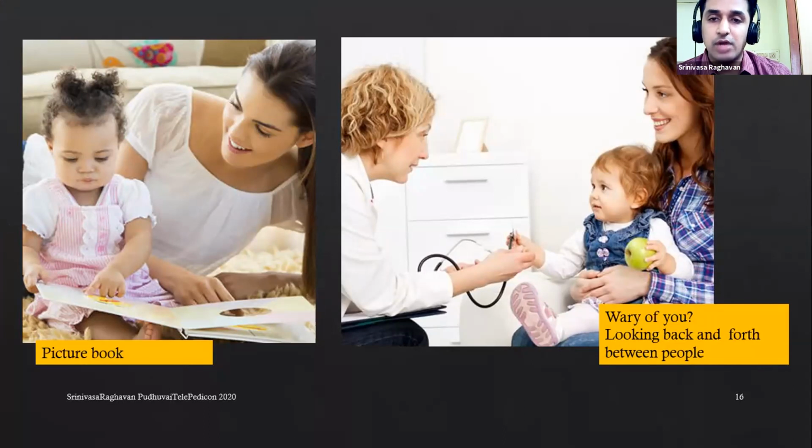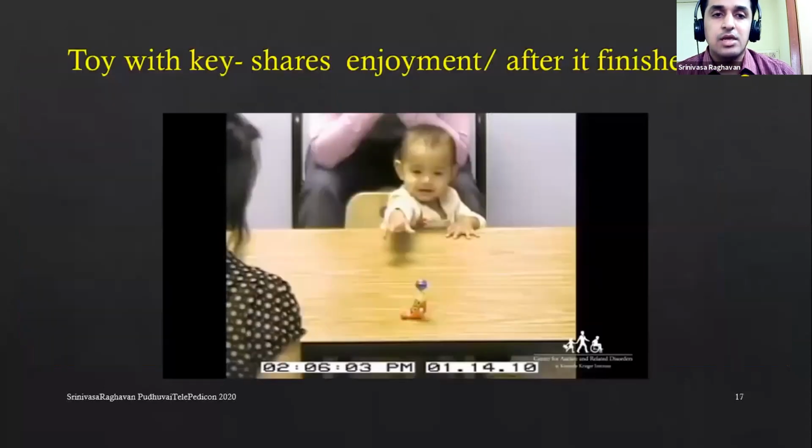So children who have come to you for the first time, or children who have come to a clinic and who are very anxious, will be wary of you. They'll be looking back at your face and the parent's face as you talk to the child or interact with the mother. So this can be easily observed. And you can give a child a toy with a key and see what the child is doing.